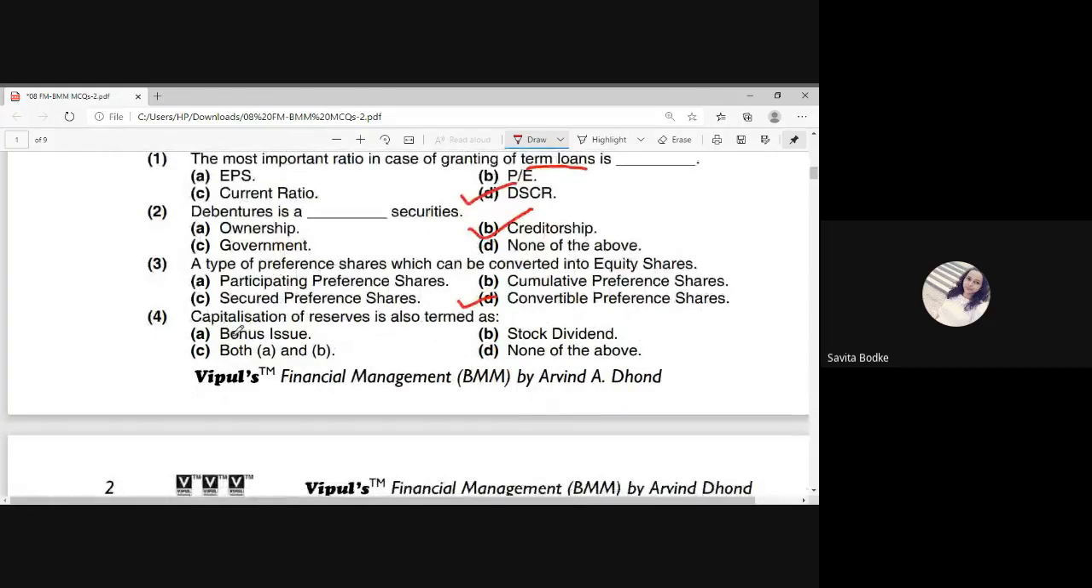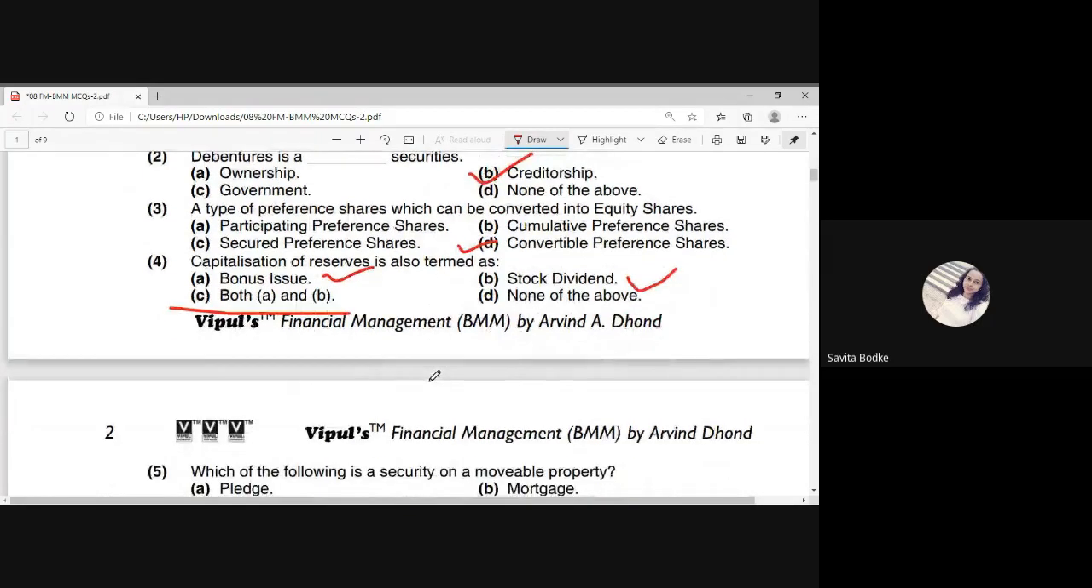Now the next one is, capitalization of reserves is also termed as bonus issue, it is also termed as a stock dividend. So the most appropriate answer over here is both A and B, because the capitalization of reserves is termed as your bonus issue and your stock dividend.